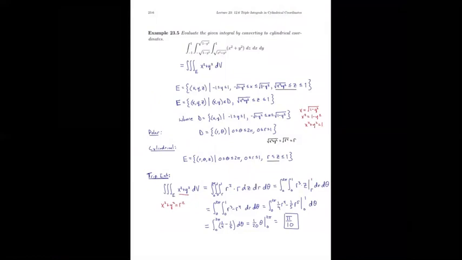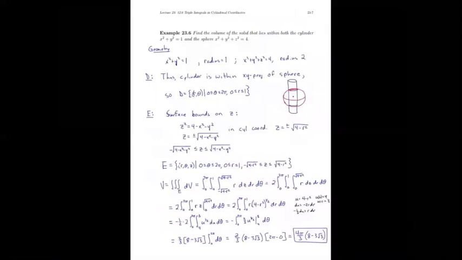Okay, so a final example. We're asked to find the volume of the solid that lies within both the cylinder x squared plus y squared equals 1 and the sphere x squared plus y squared plus z squared equals 4.